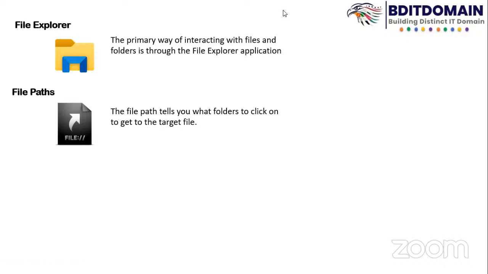Let me show you again. When you're looking for a specific file or folder, it is helpful to follow the file path. The file path tells you what folders to click on to get the targeted file. In short, it is the address of the target file. File path is nothing but an address of a particular file.